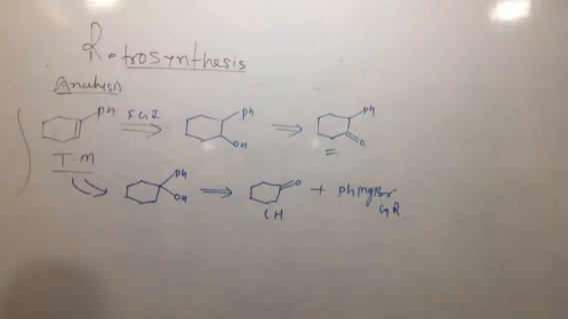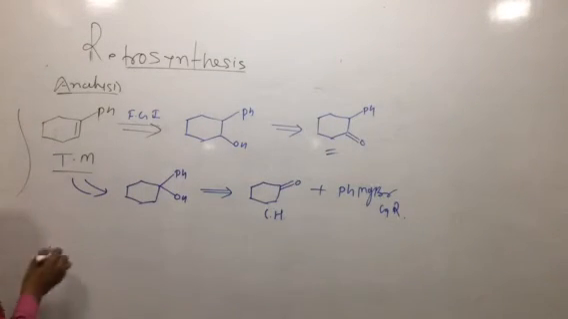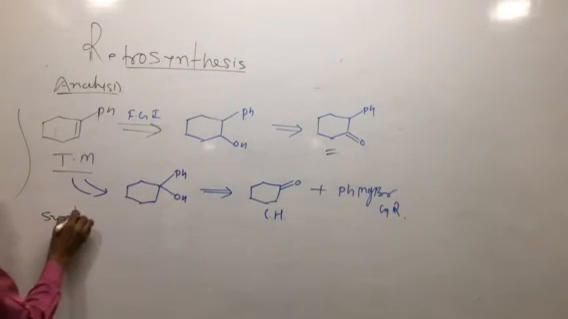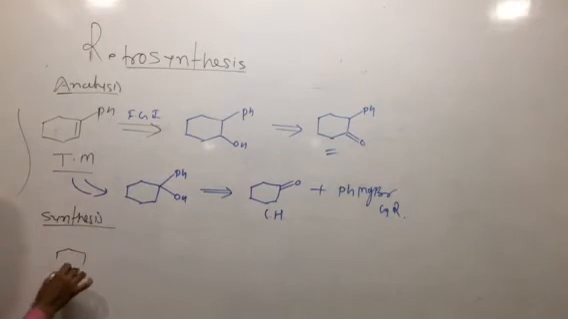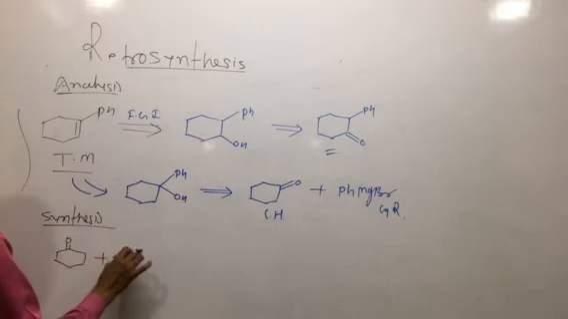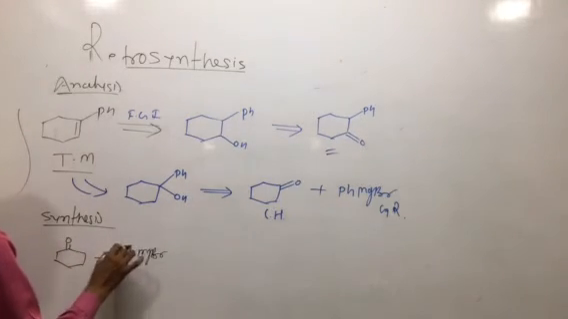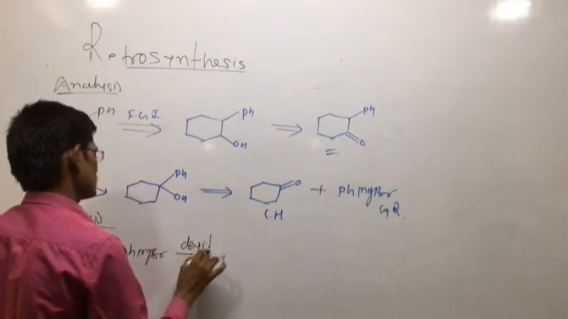Which one is the best path, the best route for the synthesis of the target molecule? As you can say, this is the synthesis. What is the plan of synthesis? The starting molecule is cyclohexanone. This cyclohexanone is treated with PhMgBr, phenyl magnesium bromide. It is reacted with dry ether as organic solvent.